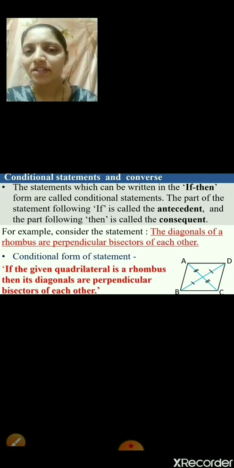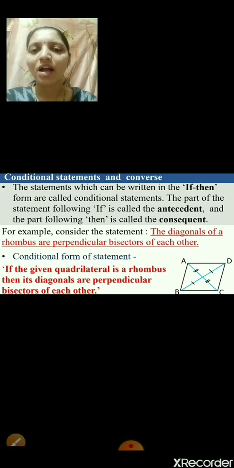Now what is the statement? The diagonals of a rhombus are perpendicular bisector of each other. This statement you have to write in the conditional form. How to write it? Divide the statement into parts. What are the two parts here? Diagonals of rhombus, and they are here the quadrilateral given is a rhombus, and in rhombus the diagonals are perpendicular bisector of each other. So these are the two parts of the statement.